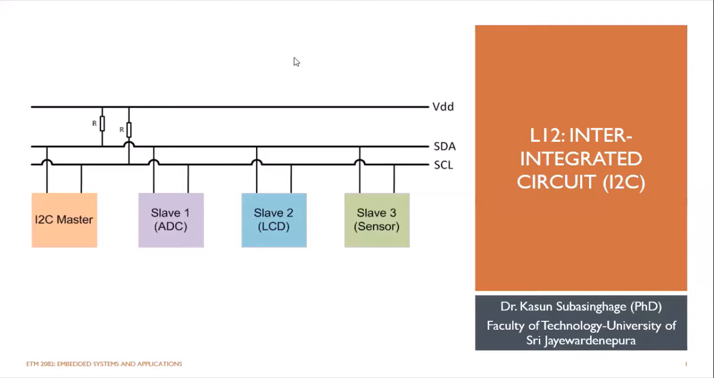Okay, so this is lecture number 12, and today's session is about another serial communication, which is known as the Inter-Integrated Circuit. Some people also call it I2C or TWI. Basically, it is called I2C because it has a two-wire interface, clock and data. So you can have many devices communicating together by tying up to these clock and data lines.